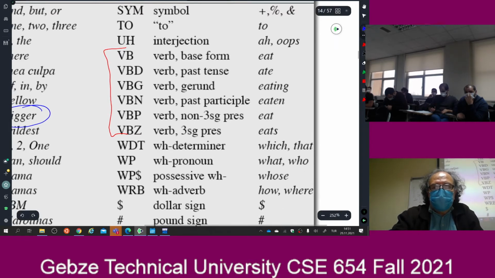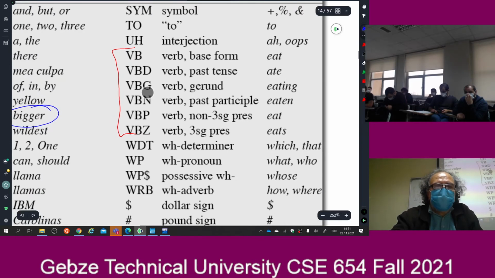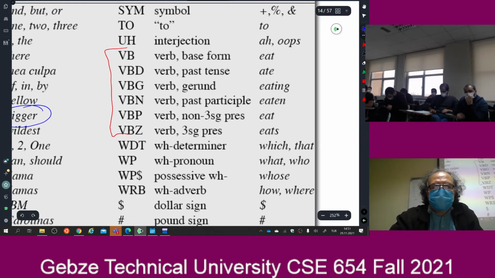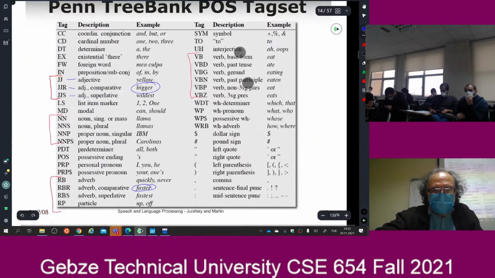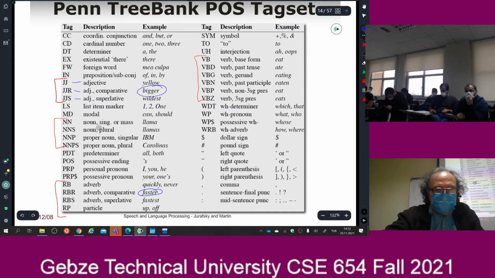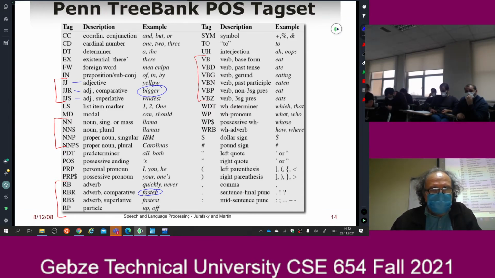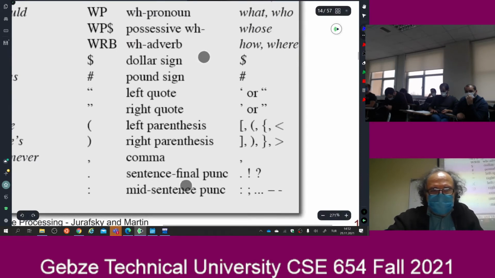Base form verb, past tense verb, ing verb VBG, past participle eaten, non-third singular present tense VBP, and third singular present eats VBZ. Okay, good. So verbs, nouns, adverbs and adjectives are the ones that we are going to deal with more often. Let's look at this weird stuff.